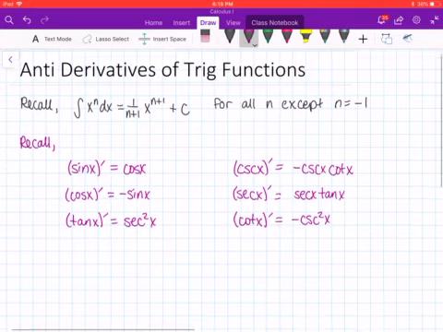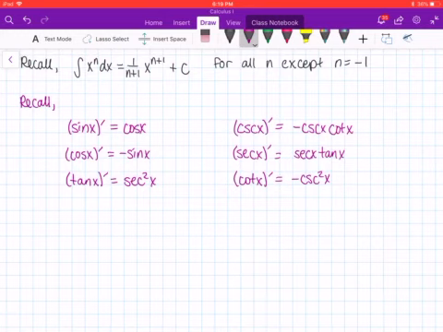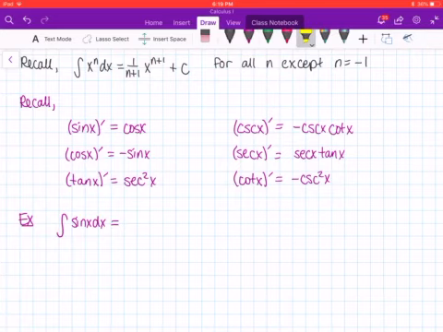Alright, now to actually look at the antiderivatives, let's look at this next thing. If we wanted to look at the antiderivative of sine x dx, then when we go to find the antiderivative, we know that the antiderivative involves cosine, but we're going to have a negative in there. So our answer is negative cosine x plus c.